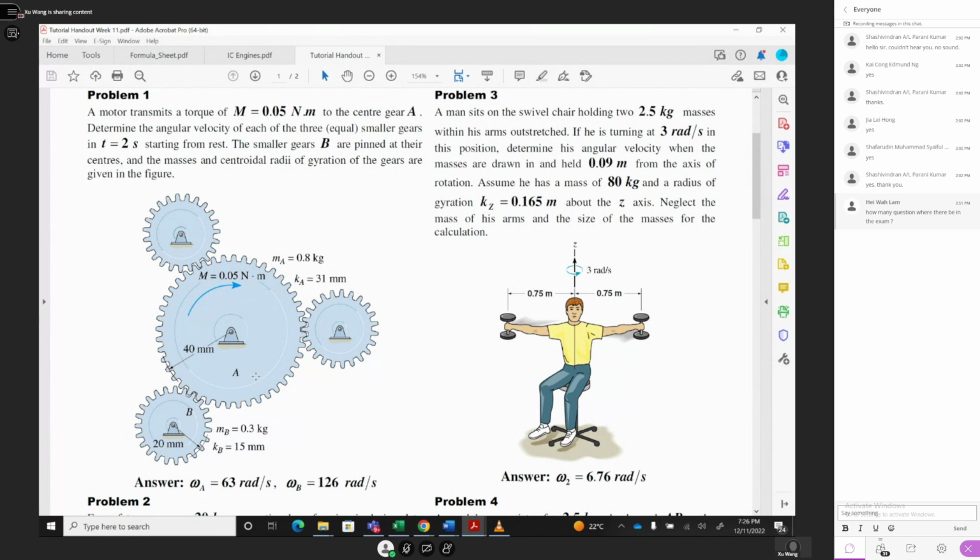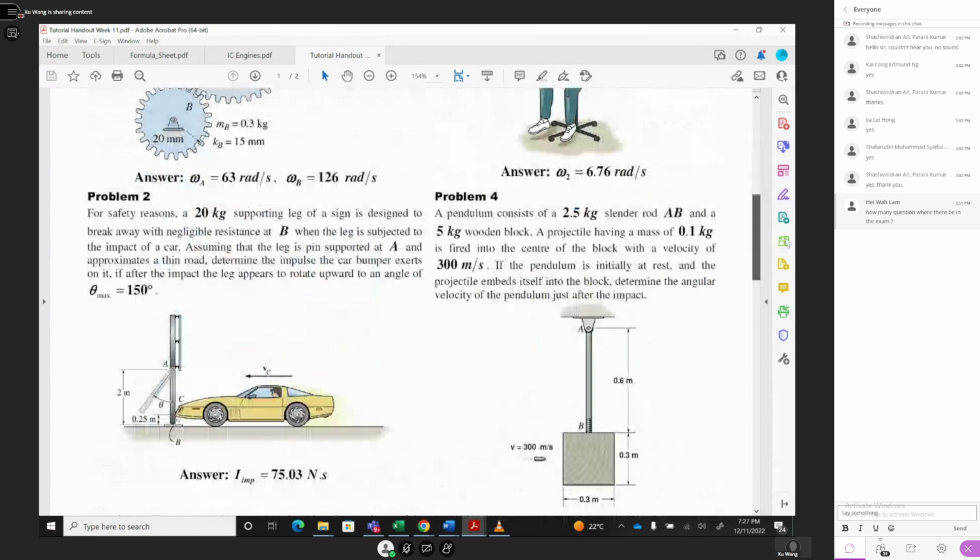This IB, which is MB KB squared, multiplied by omega B. And between omega A and omega B, the mesh relation is RA omega A equal to RB omega B. In this case, you have equation 1, equation 2, and the mesh equation, equation 3. You can solve these 3 equations and finally get omega A and omega B. That's how you solve this problem.